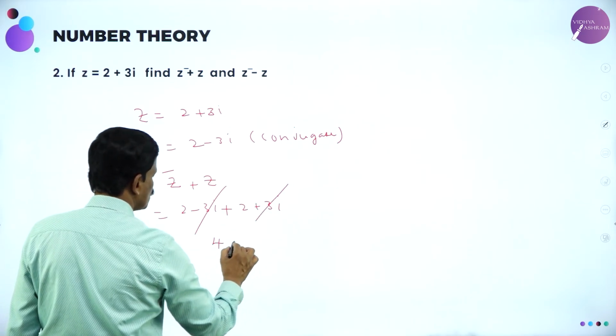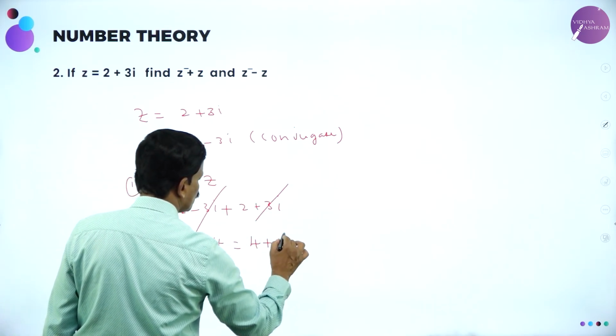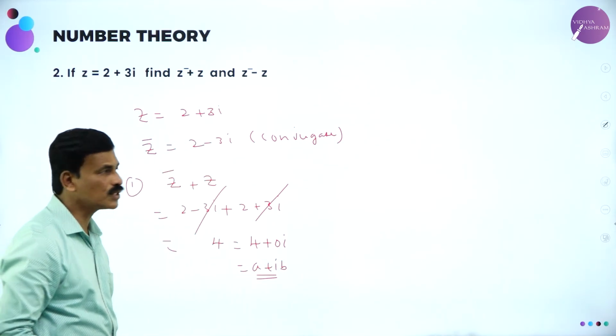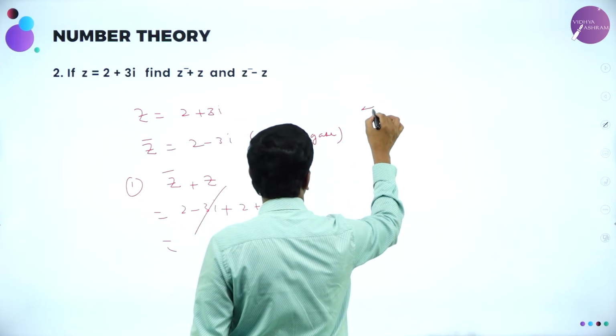2 plus 2 is 4. So this becomes 4 plus 0 into i. Again, this is of the form a plus i into b, a complex number. Now, the second one. What is the second part?